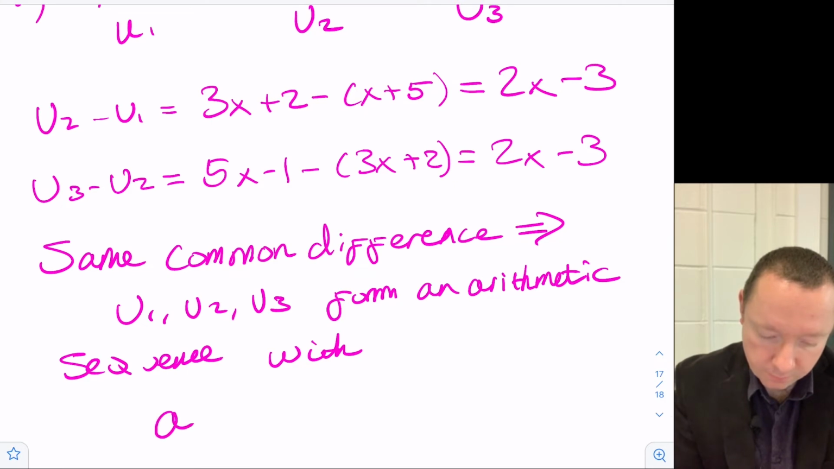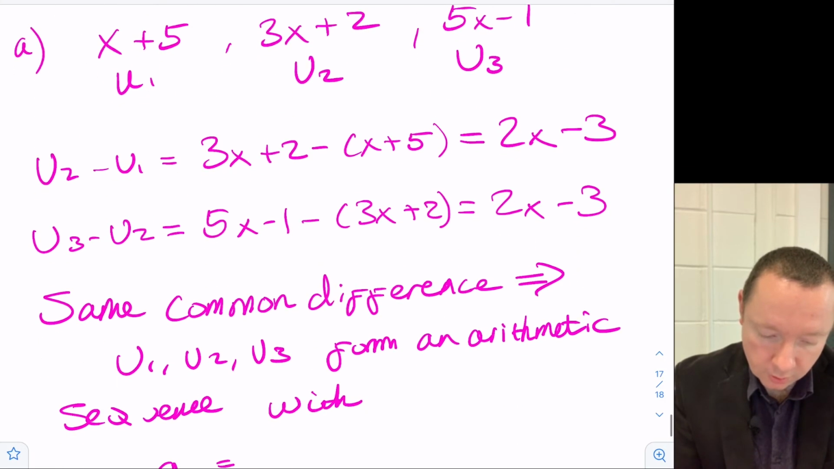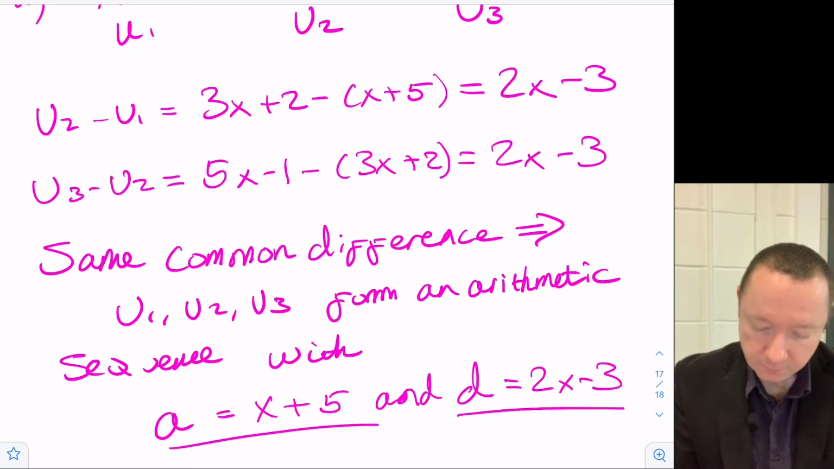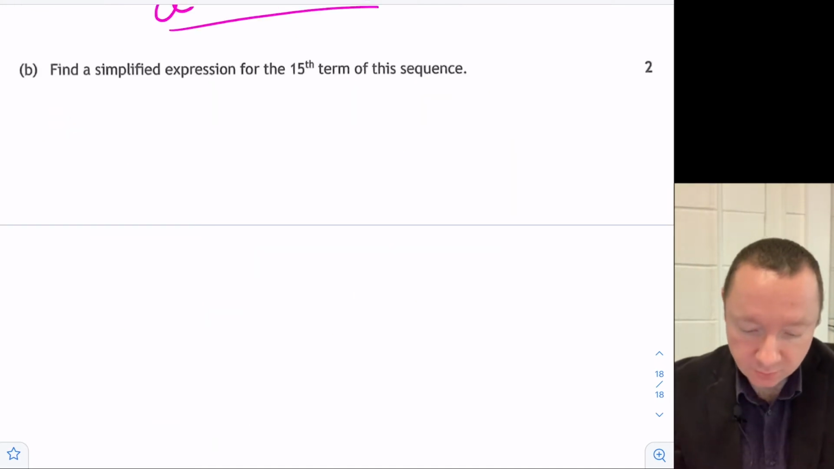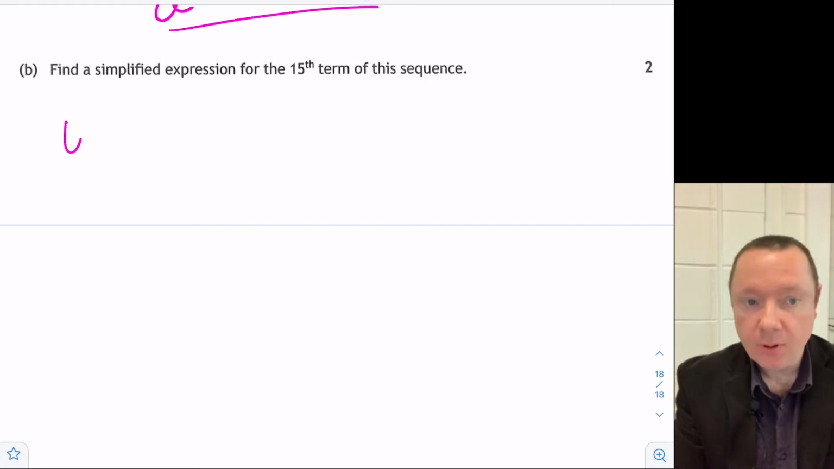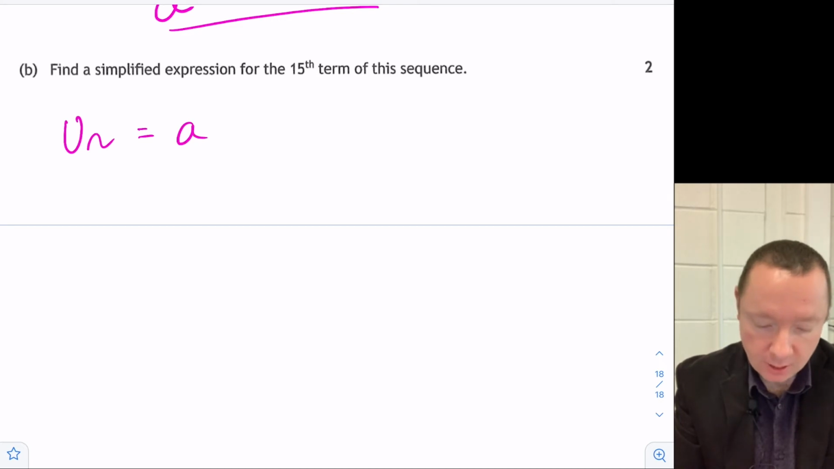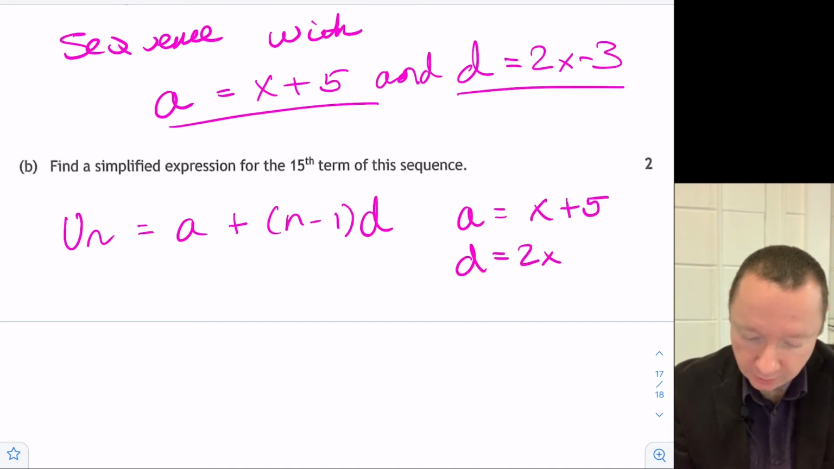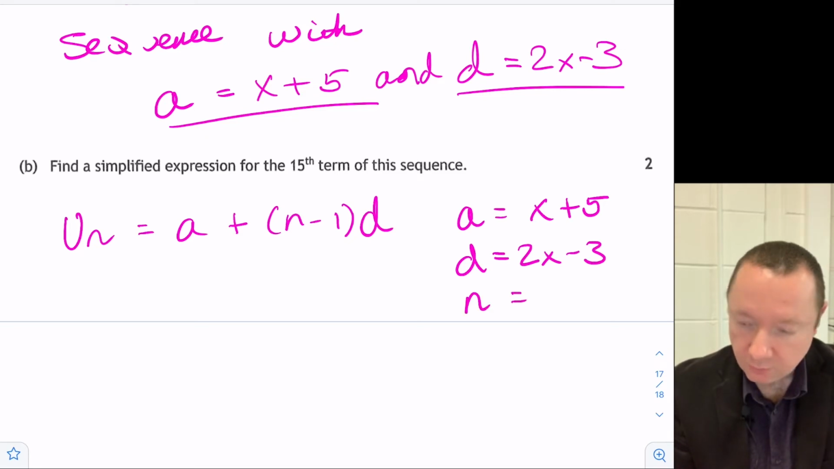With a being equal to x plus 5 and the common difference being 2x minus 3. Part B, find a simplified expression for the 15th term of this sequence. So un, remember, equals a plus n minus 1 times d, and we've already known that a equals x plus 5, d is 2x minus 3, and n is the 15th term, so 15.